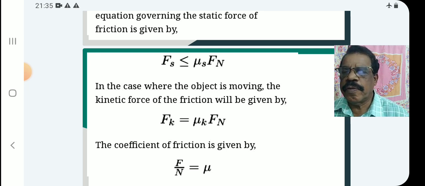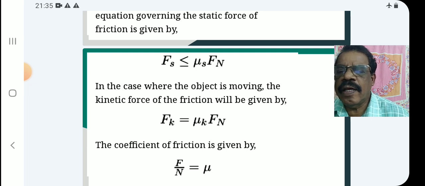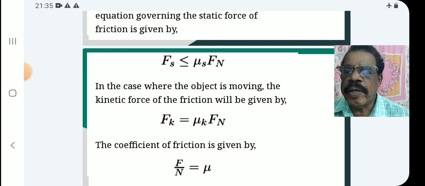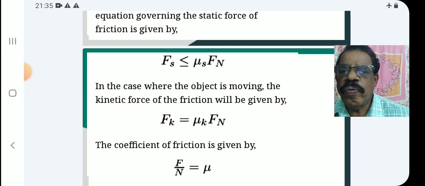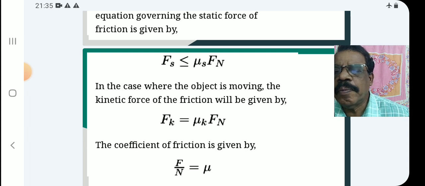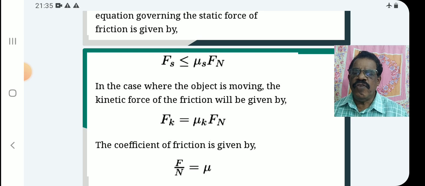Fn is a normal force. In the case when the object is moving, the kinetic force of friction will be given by Fk is equal to mu into Fn.